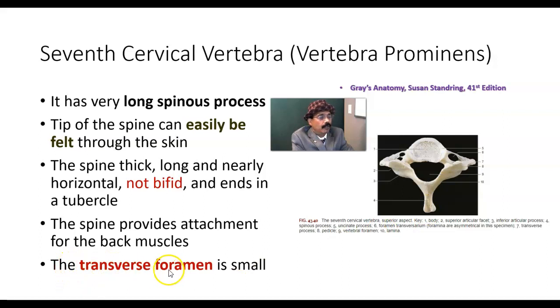The transverse foramen or foramen transversarium is small. It may be divided into two. It may be absent. This foramen is comparatively smaller than the foramen transversarium of other cervical vertebrae, and it does not transmit the vertebral artery. It transmits the accessory vertebral vein.